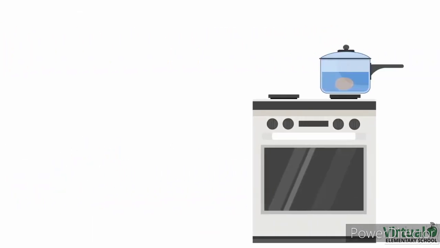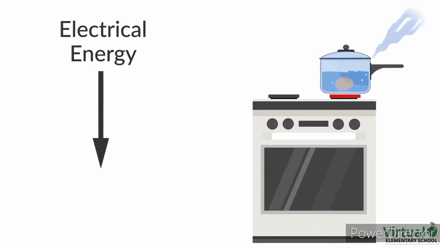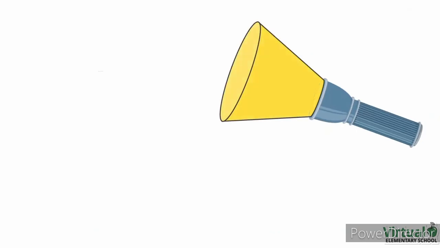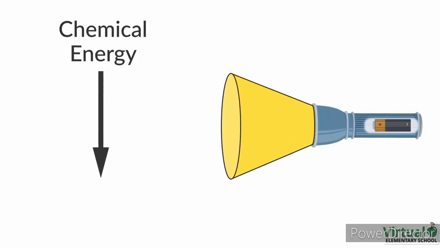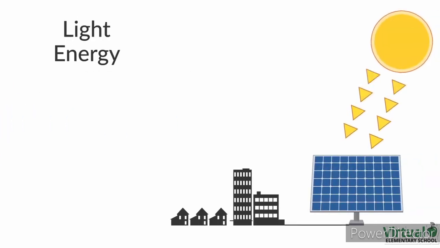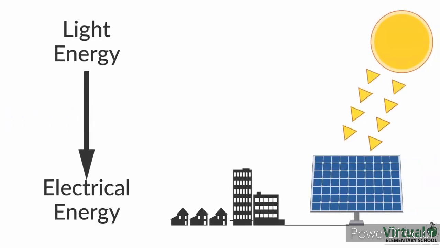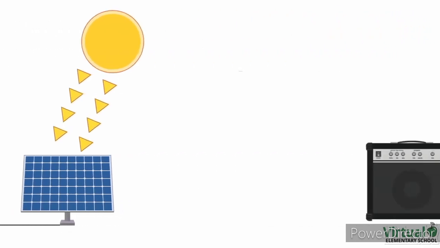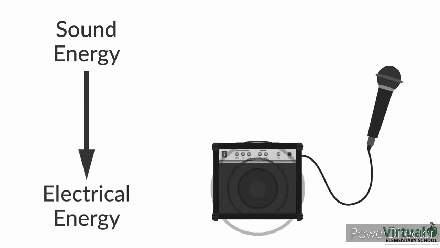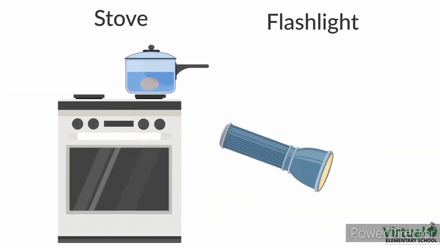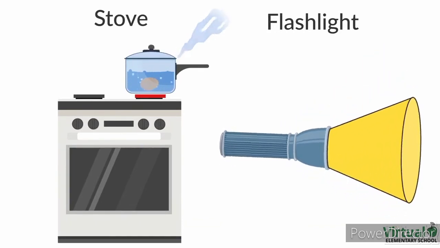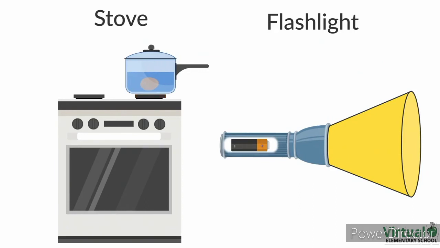A stove transforms electrical energy into heat energy to cook food. A flashlight transforms chemical energy from its battery into light energy. A solar panel transforms light energy from the sun into electrical energy. A microphone transforms sound energy into electrical energy. As you can see, energy is constantly changing forms, but it is not being created or destroyed.